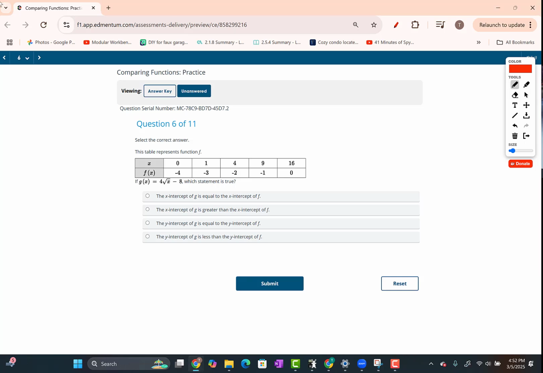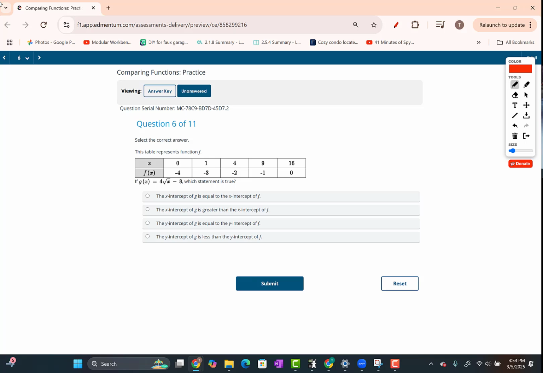Question 6, the table represents function f. So we've got function f here represented by the table. And then down here, if g of x equals 4 times the square root of x minus 8, which statement is true?